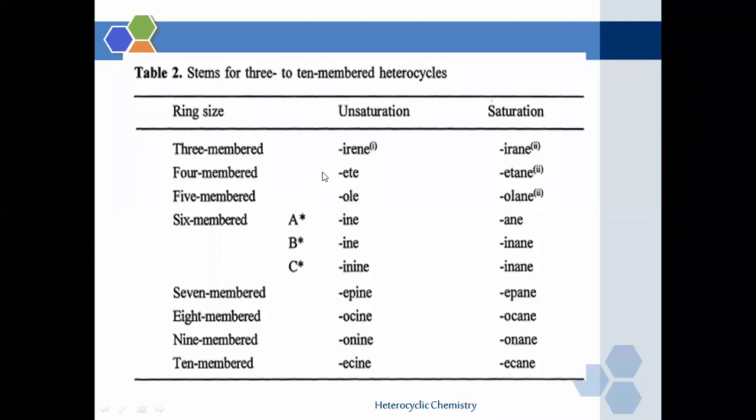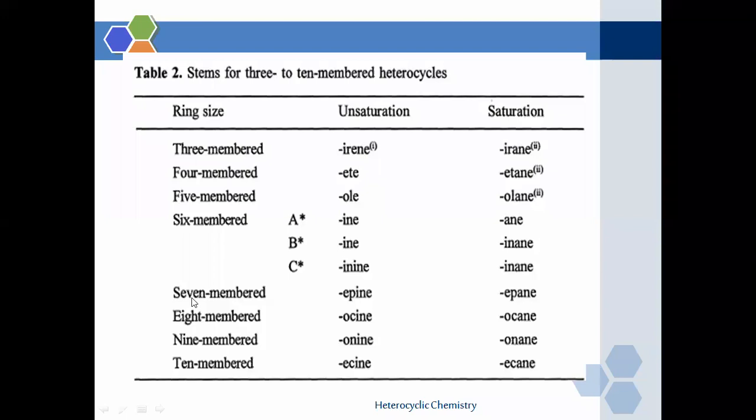If it is 4-membered, then ete and etane. If it is 5-membered, then ole and olane. Likewise, 6-membered, ine and ane. For 7-membered, epine and epane. For 8-membered, suppose my compound contains oxygen as a heteroatom.